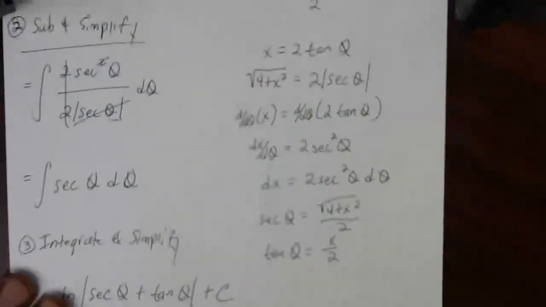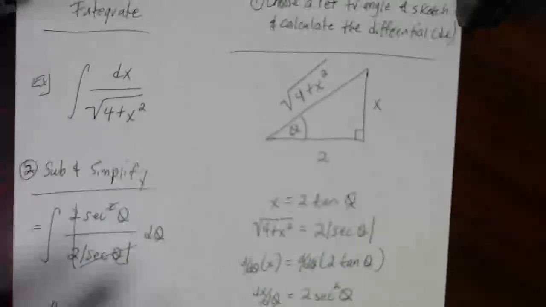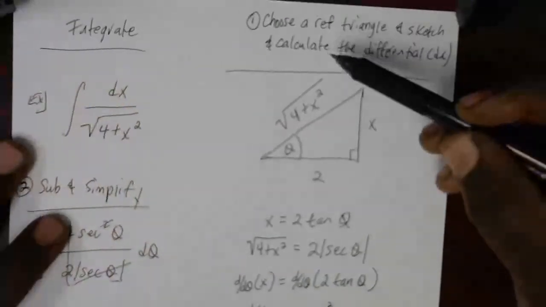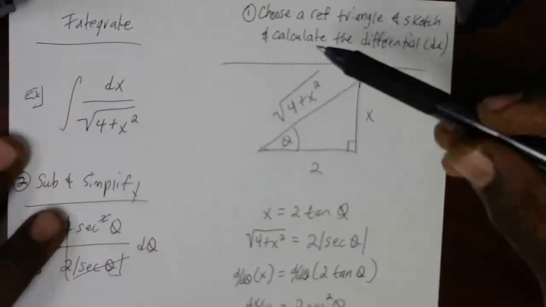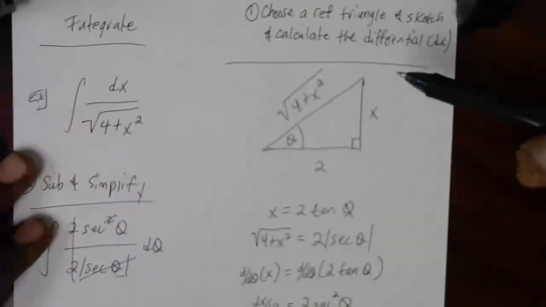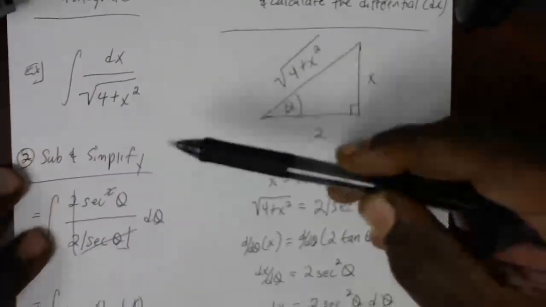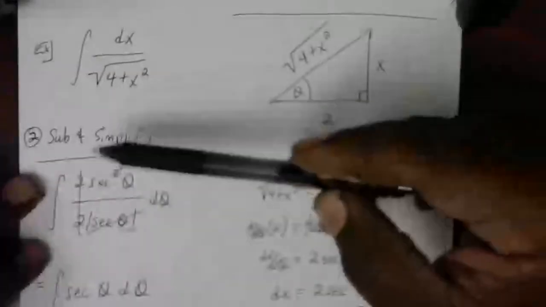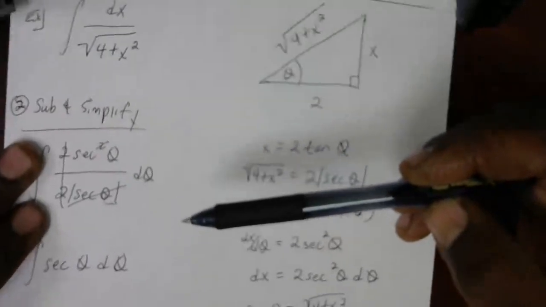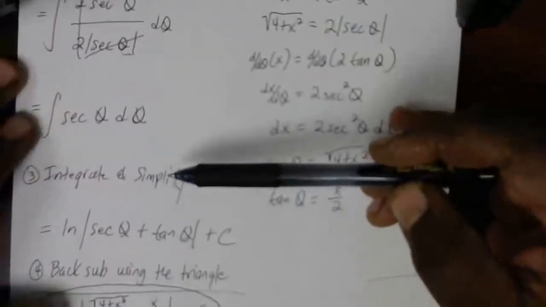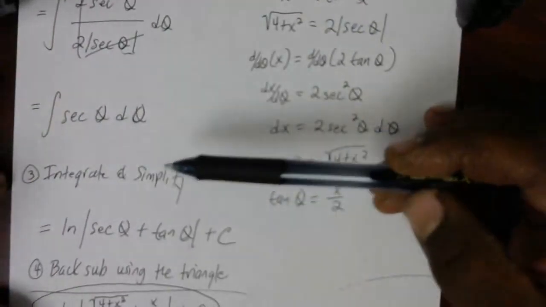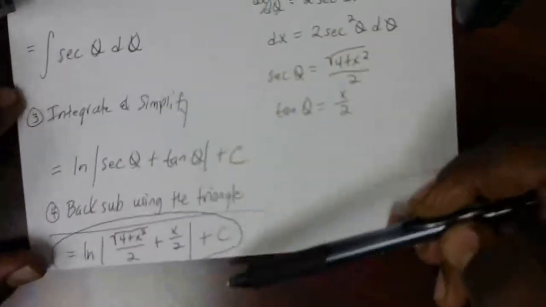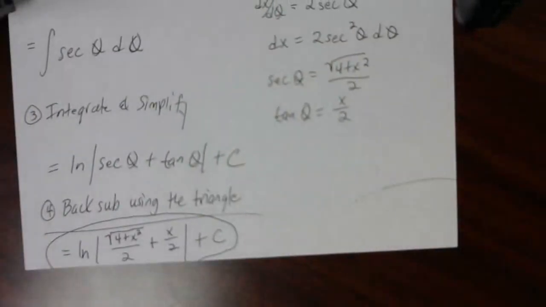Okay, so there's 4 steps. The first step, the important one, is to choose a reference triangle. Once you choose a reference triangle, you want to sketch it out and calculate the differential. The next thing we did was substitute and simplify. Then we integrated and simplified. And lastly, we back substituted.